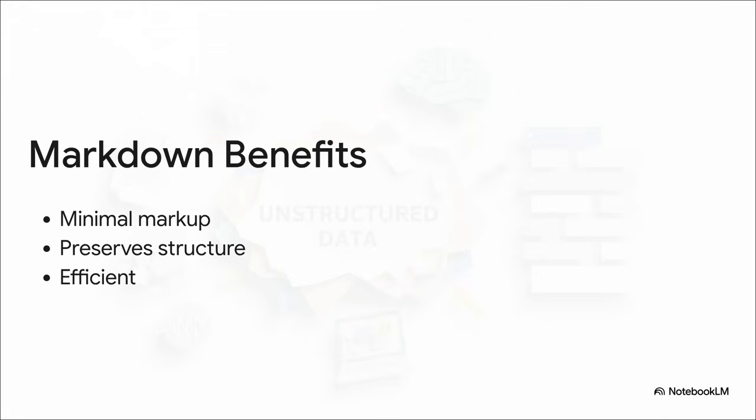And the benefits of this format are massive. Markdown gives us very minimal markup while preserving essential document structure. We're talking things like your headings, your lists, and tables. But the real game changer is that last bullet point. It is highly token efficient. You're not wasting your LLM's precious context window on bloated HTML tags or proprietary formatting code. This token efficiency, combined with structural preservation, makes Markdown the absolute native language for your AI workflows.